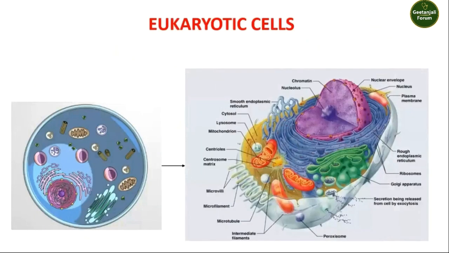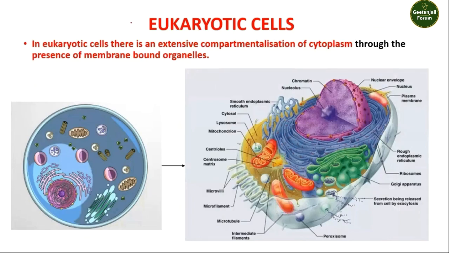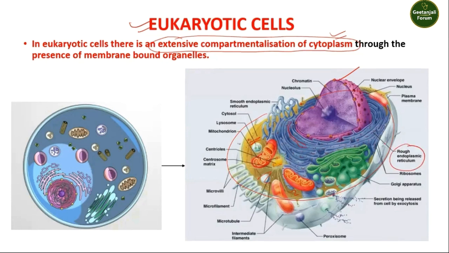Now let's study about the eukaryotic cell, its structure and functions. One important character of the eukaryotic cell is that there is extensive compartmentalization of cytoplasm in them. This is a cell and inside it, this is cytoplasm. Now inside this cytoplasm, there are many cell organelles and they form compartment-like structures. For example, this is endoplasmic reticulum, rough endoplasmic reticulum. This is smooth endoplasmic reticulum.